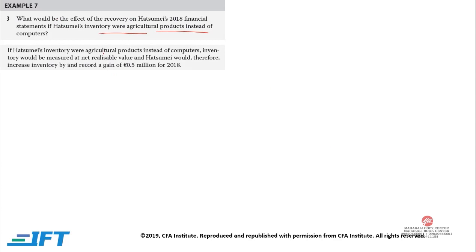Part 3. What would be the effect of the recovery on Hatsumi's 2018 financial statement if Hatsumi's inventory were agricultural products instead of computers? Inventory would be measured at net realizable value and Hatsumi would therefore increase inventory and record a gain of 0.5 million for 2018. This is specifically for agricultural products.